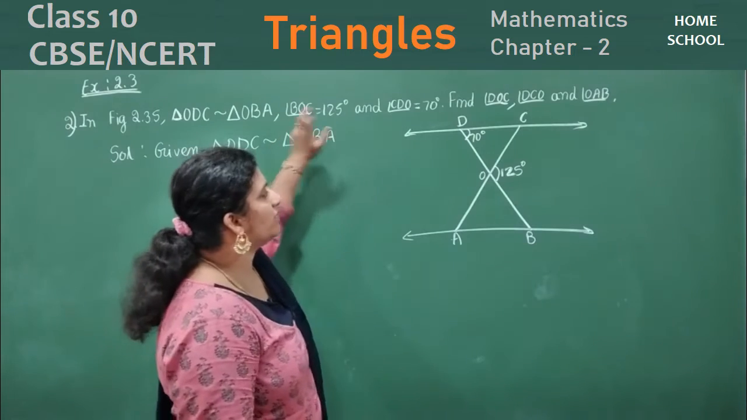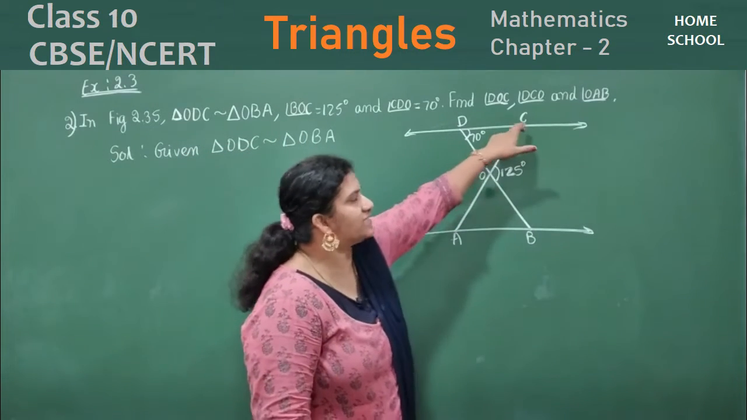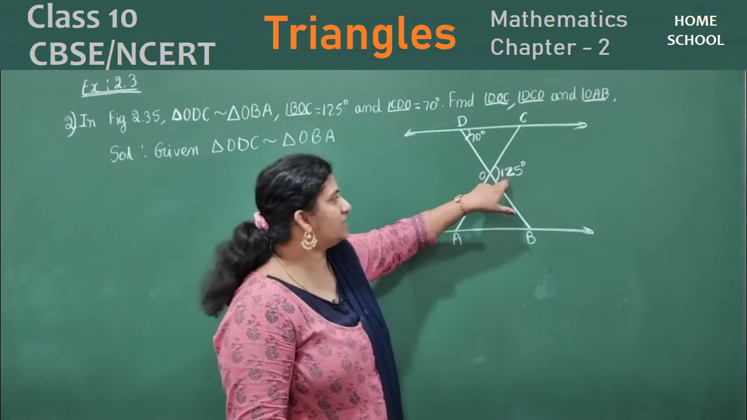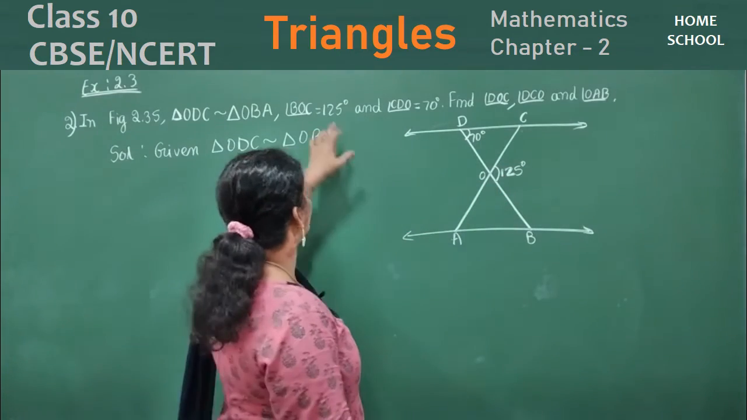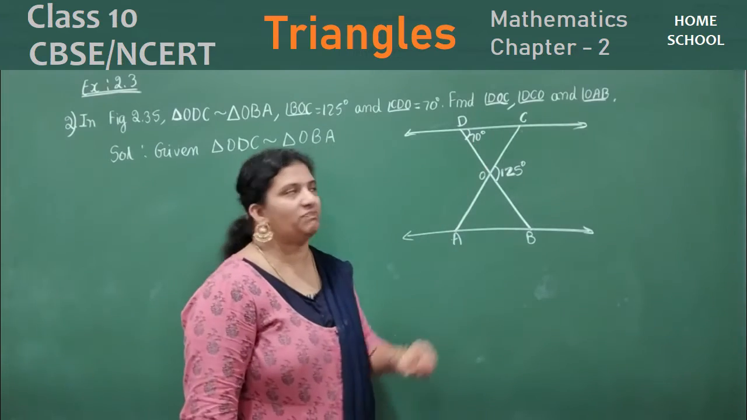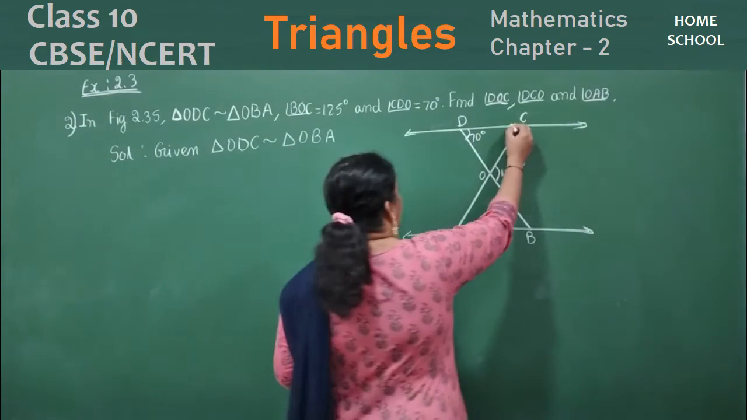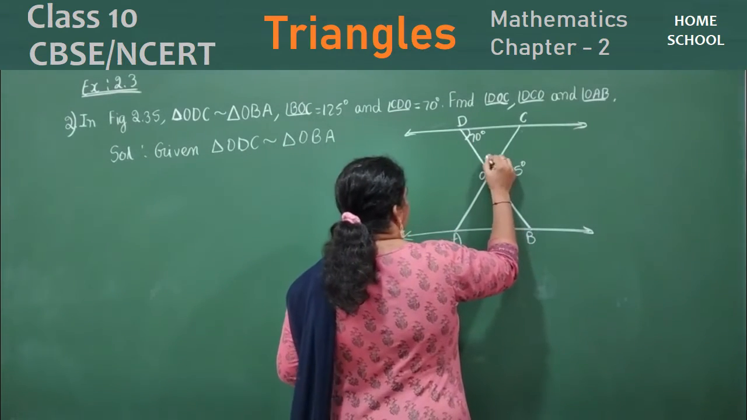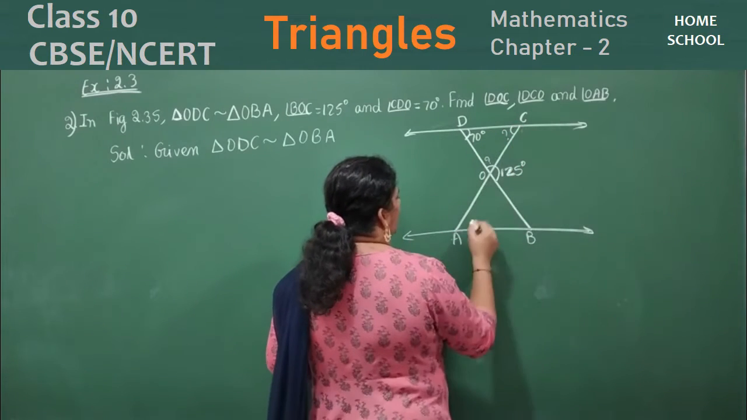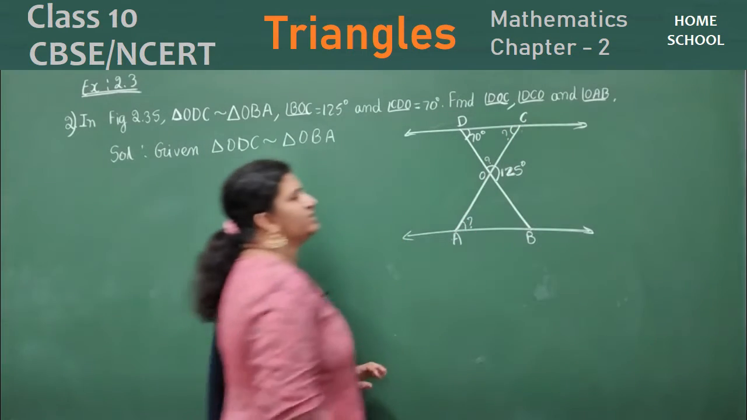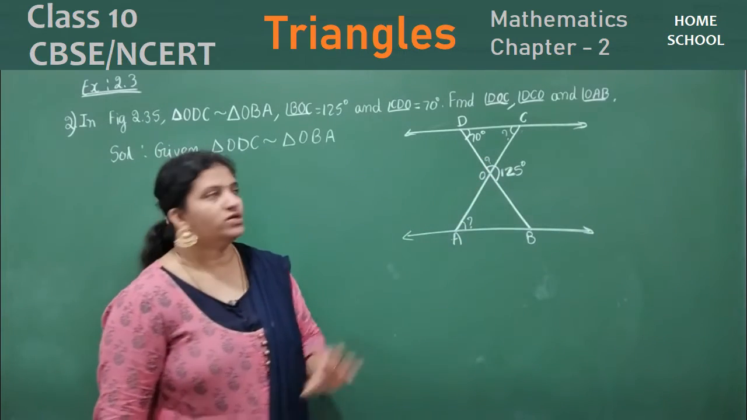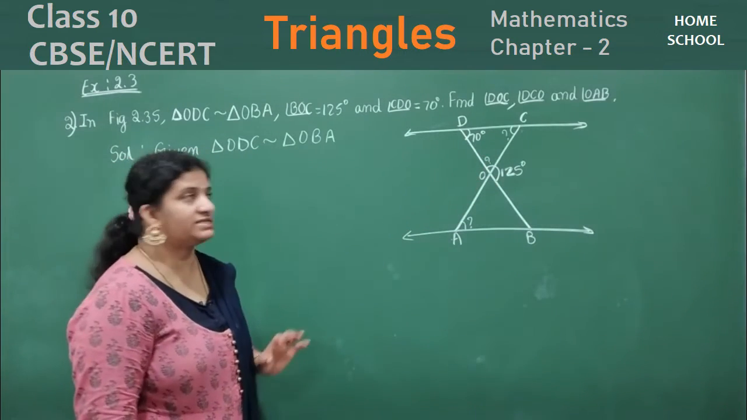What is given here? Angle BOC, outside the two triangles, is given as 125 degrees. And angle CDO is equal to 70 degrees. Find angle DOC, which means you need to calculate this one, and angle DCO and angle OAB. See here, three angles you need to find now. So let's start here.